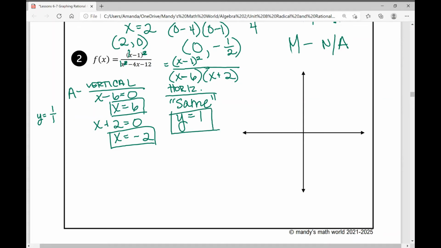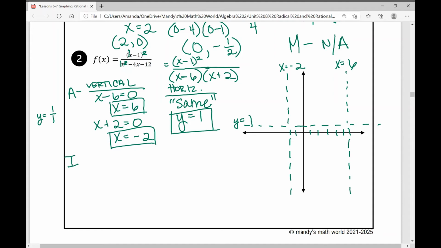So now let's graph these asymptotes. The first one I'm going to graph is x equals negative 2. And then the next one is x equals 6. And then let's graph our horizontal asymptote at y equals 1. And now we can look for the intercepts.